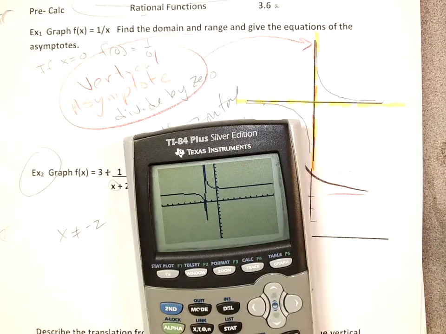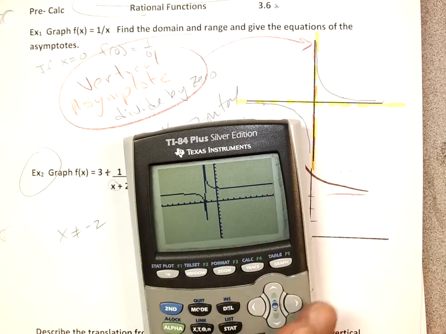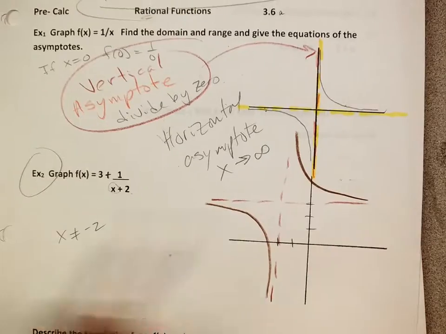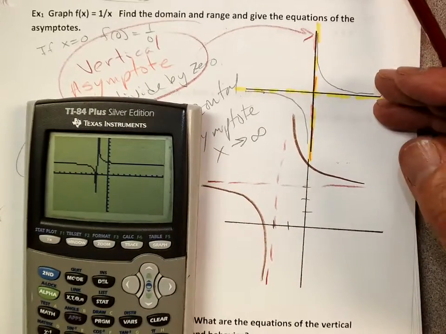Yeah, it's an asymptote, right? Do you see how it levels off here? Now, the calculator doesn't always draw an asymptote because the asymptote is not part of the graph. So it also looks like I have a horizontal asymptote there. See how it levels off? And it levels off at 3, doesn't it? Okay, there's the graph side by side, and there's my vertical asymptote, okay?